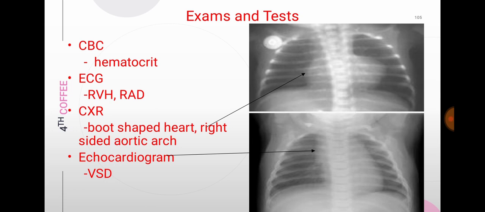Okay. So what exams and tests do you do for your TOF patients? In their CBC, they have polycythemia. They have RVH on ECG, and you have a boot-shaped heart. This is attributed to your right ventricular hypertrophy. So because your right ventricle is very big, it pushes the heart downwards and raises the apex. So you have a boot-shaped heart. Okay, so your echo would reveal the VSD.